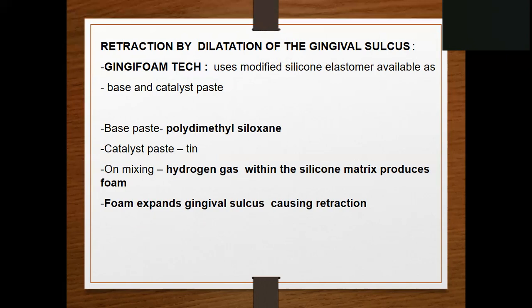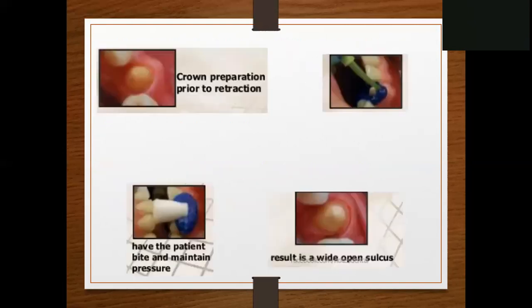The Gingiform technique is another recent advancement, in which a base paste and a catalyst paste are present. This reaction causes enlargement, meaning widening of the separation of the gingival tissues. The base paste is polydimethyl siloxane, and the catalyst is tin. On mixing the base and the catalyst, hydrogen gas is produced, and this foam expands the gingival sulcus, causing retraction of the gingival tissues.